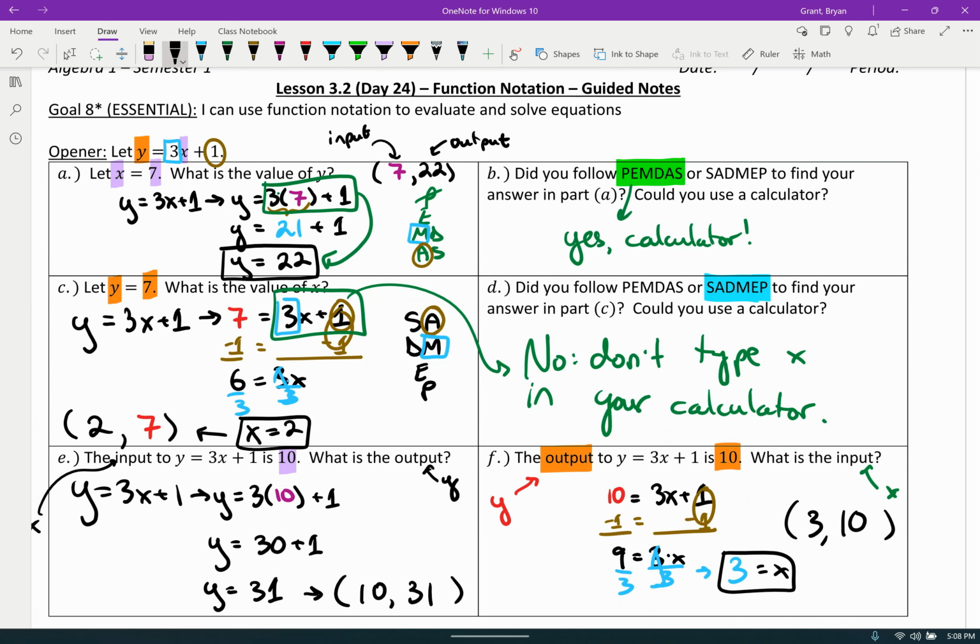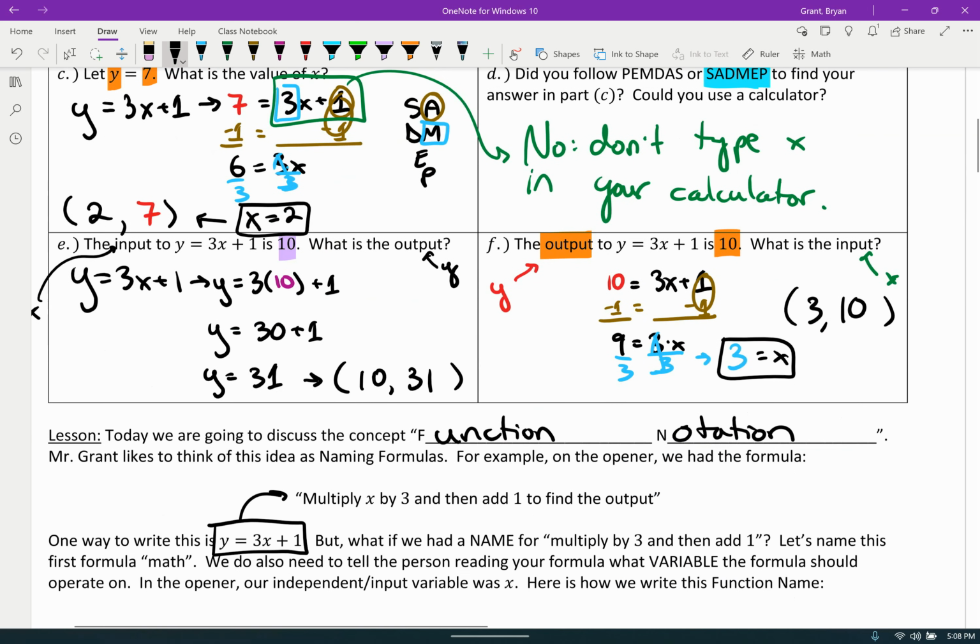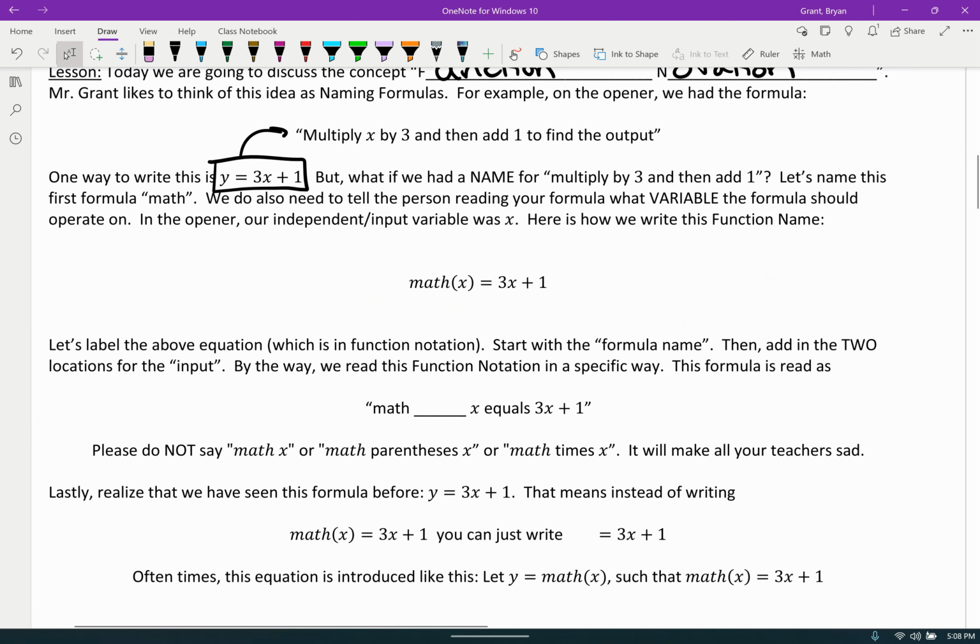Well, you know what you were talking about because you'd have defined this as the giraffe formula. Now I'm going to be a little less creative down here, and I'm going to go ahead and name the same formula math. So that's the name of my formula. So anytime I say I want you to use the formula called math, we're going to use the formula 3x plus 1. Now there is a specific way that we write this in math.